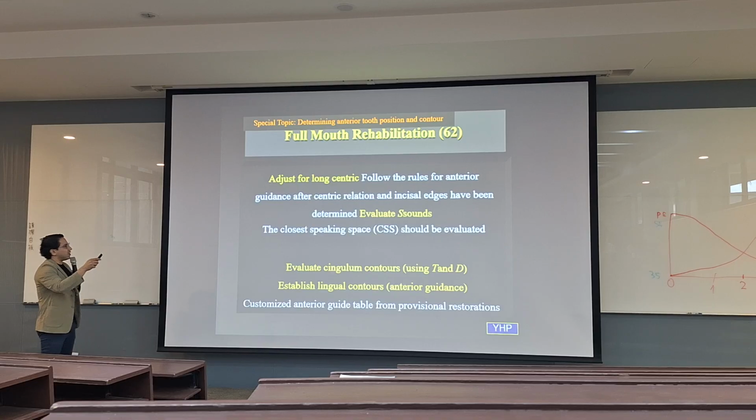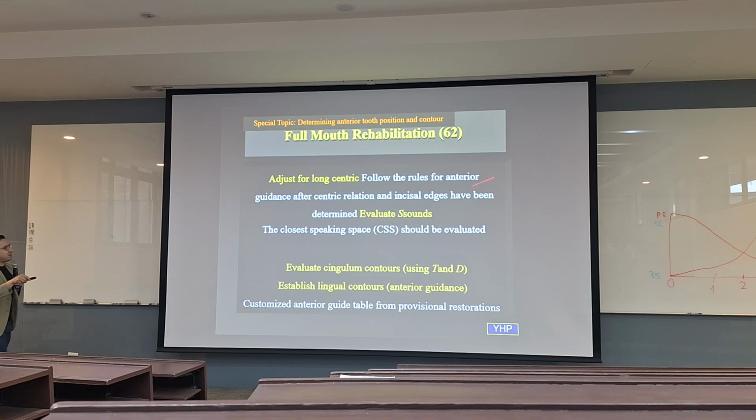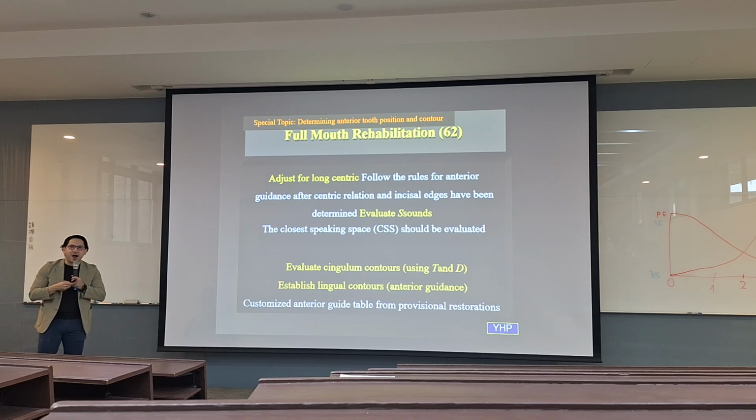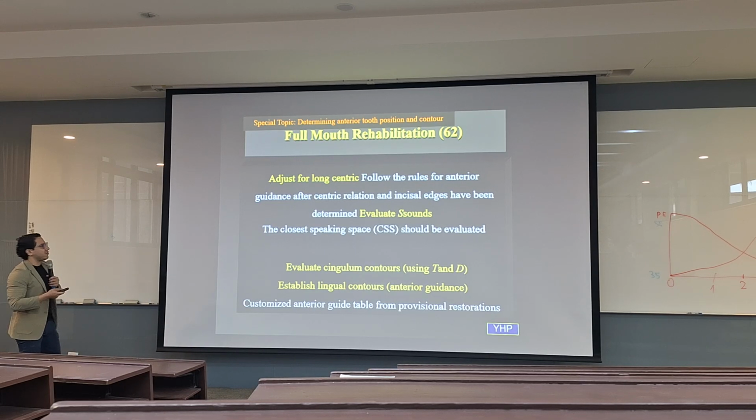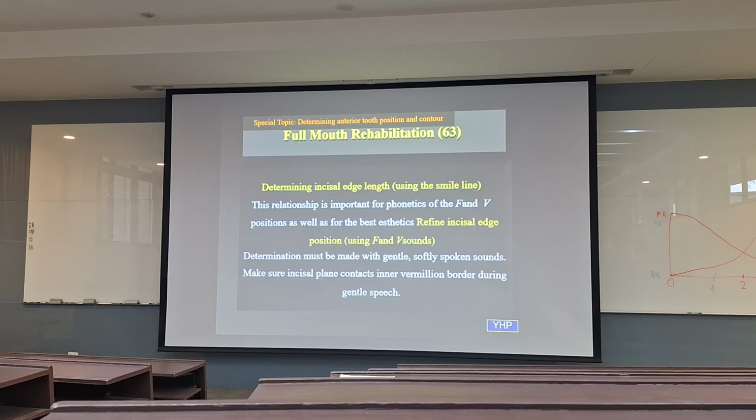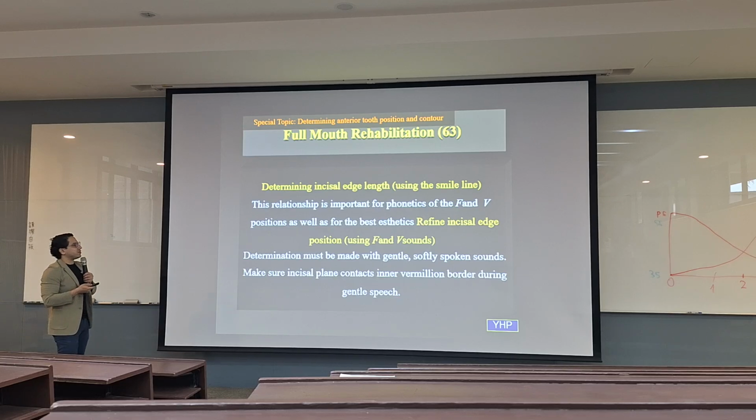So we need to adjust the long centric flow and follow the rules of anterior guidance. Of course, the guidance that we have for these full mouth rehabilitations is the one that you're learning right now in your labs, because we just follow the old-fashioned ones that we have for single or multiple crowns.